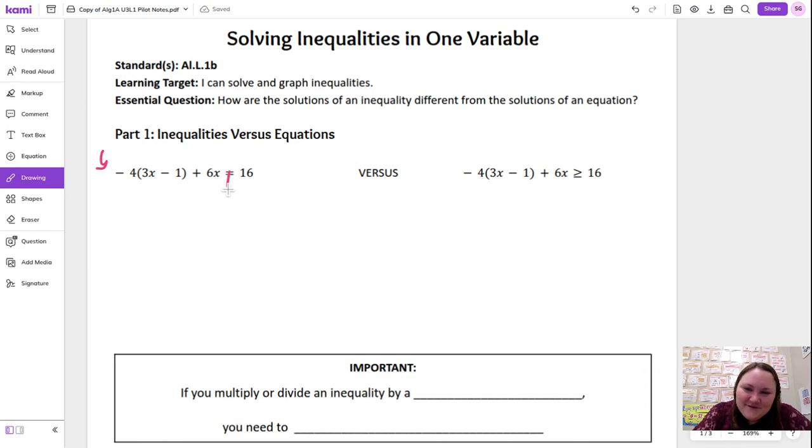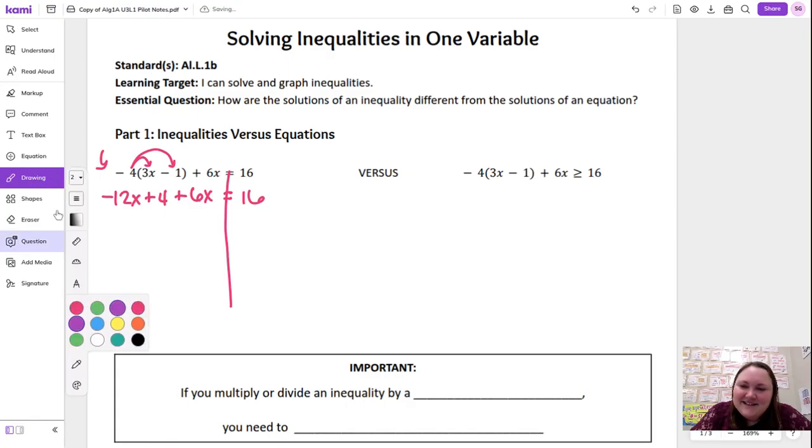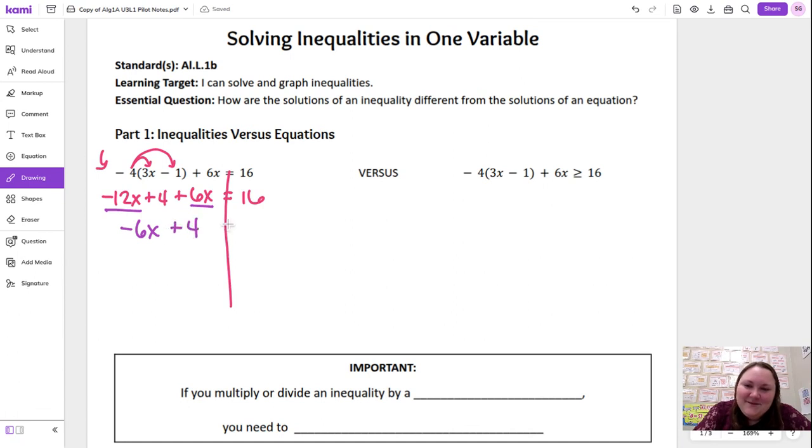If I wanted to solve the equation on the left, the first thing I would want to do is distribute that -4. That would give me negative 12x, and then -4 times -1 plus 4. And then I just need to copy my 6x and my 16 down. After that, the next step I want to do is combine like terms. That's a negative 12x and a 6x here, which when you combine give you negative 6x. Again, I'm going to copy my 4 and my 16.